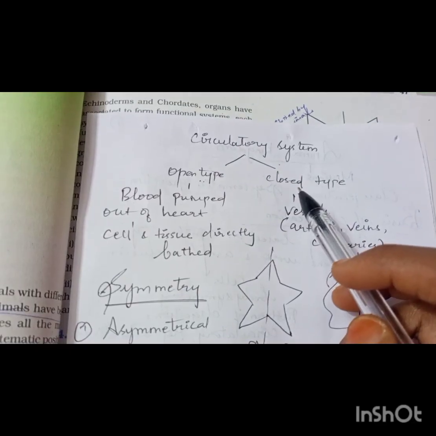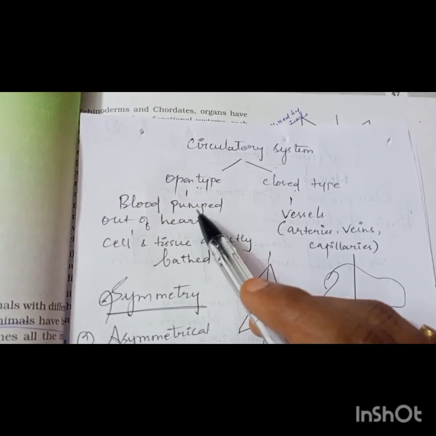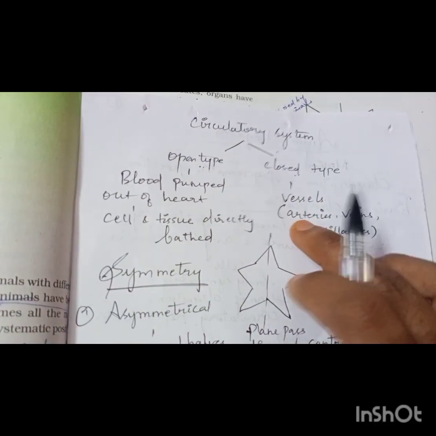One is open type, another is closed type. In the case of open type, the blood is not circulated through vessels. It is pumped out of the heart, and the cells and tissues are directly bathed in the blood. The heart or heart-like organ will pump the blood out of it. There are no tube-like structures carrying the blood, whereas in closed type, vessels will be carrying blood in and out of the organs. The vessels are grouped as arteries, which will carry pure blood, veins, impure blood rich in carbon dioxide, and capillaries. In the organs, the arteries and veins will be branched as capillaries for fine distribution of blood.